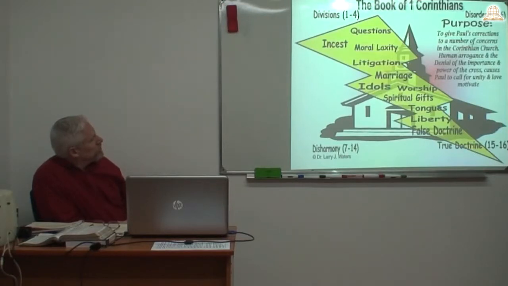Цель книги: Павел корректирует множество проблем Коринфской церкви. Человеческая гордость и отрицание важности и силы Христа в церкви побуждают Павла призвать церковь к единству и к любви.